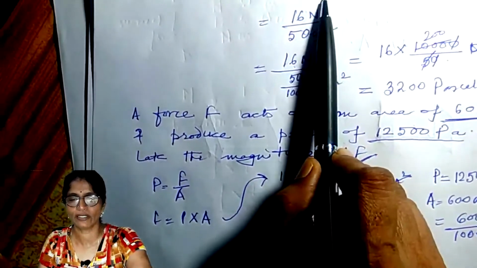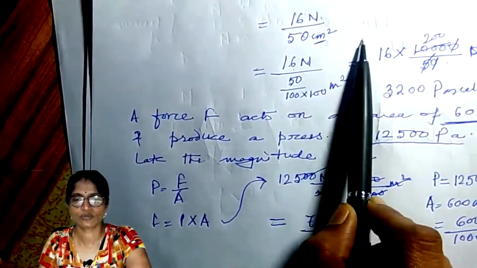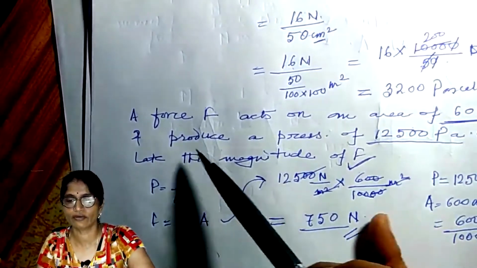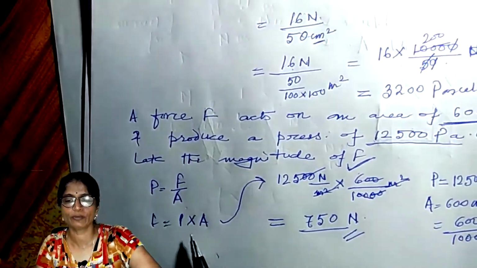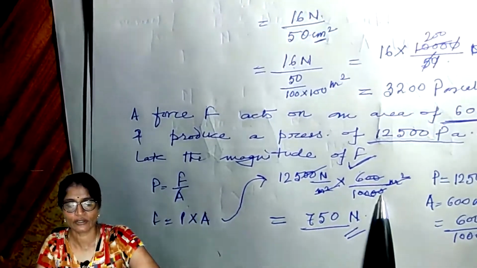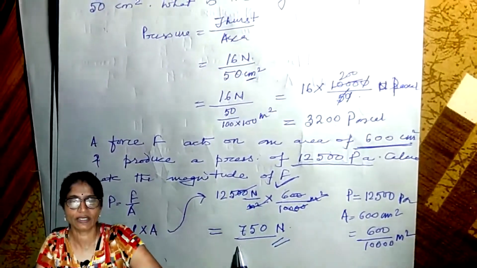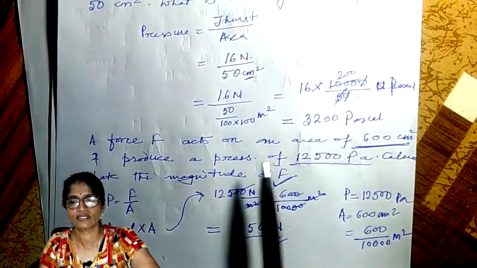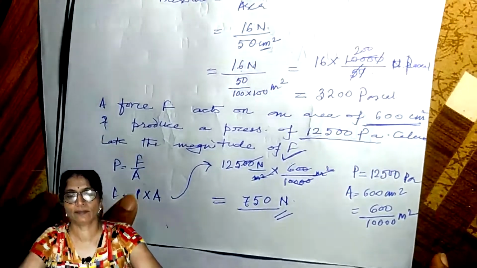Now next, here you have to find out the pressure. Pressure is equal to force by area, putting the values of the force and area. Area is given in centimeter square, so convert it into meter square, then calculate the pressure. In the next sum, you have to find out the force. We know that pressure is equal to force by area, so force will be equal to pressure into area. Both I will write in the SI unit. Pressure is Pascal. Pascal is what? That is Newton per meter square. So meter square cancels with this meter square, then multiply, you will get 750 Newton. So a force of 750 Newton acts on an area of 600 centimeter square, produces a pressure of 12,500 Pascal.